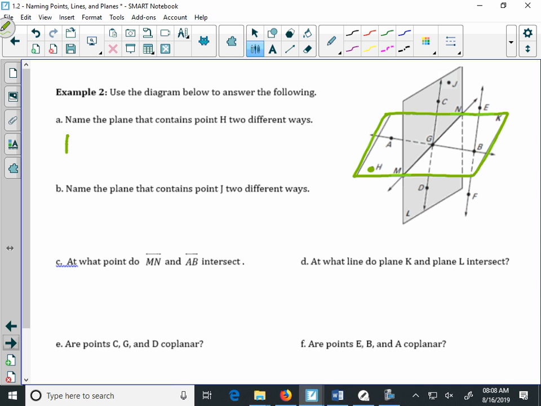Okay. Again, does K have a dot next to it? No. So it's not a point. It's just there to represent that plane. So plane K. What's another way to name that plane?